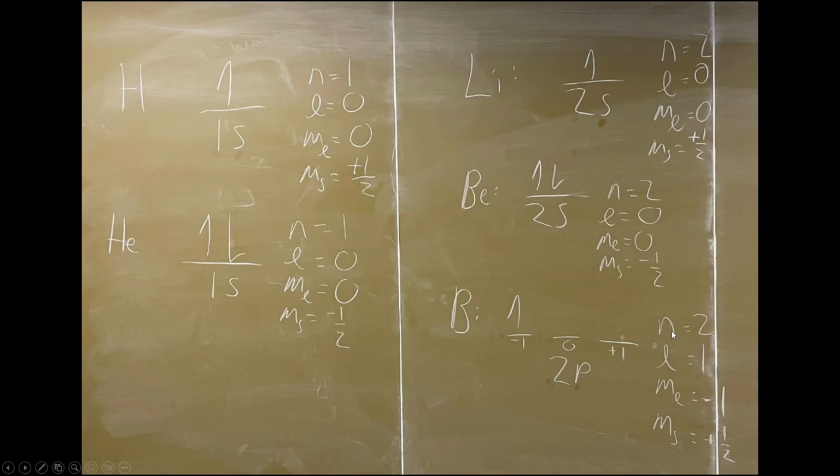Now the energy level n equals 2. The L value, if we see a p here, just write 1. M sub L ranges from negative to positive 1. So negative 1, 0, positive 1. Those are our 3 orbitals. But our final electron for boron went into the negative 1 orbital. So M sub L equals negative 1. And because it's pointed up, M sub S equals positive 1/2.